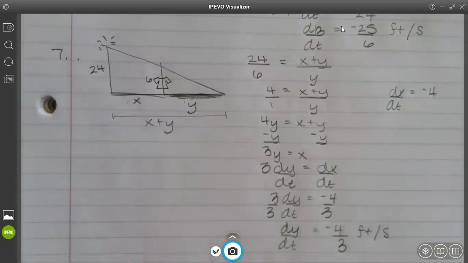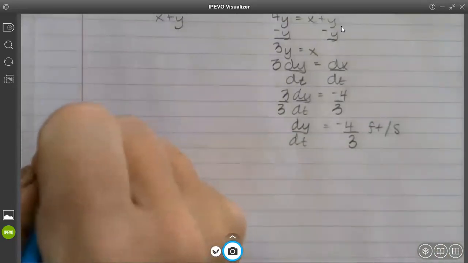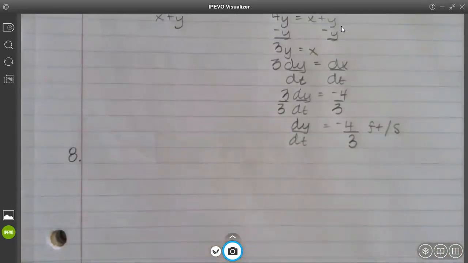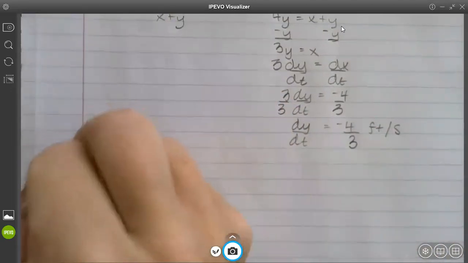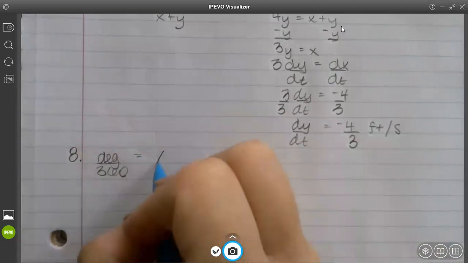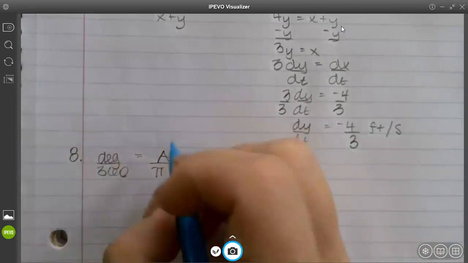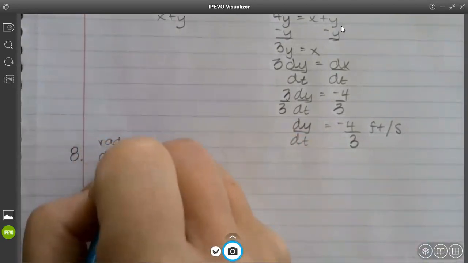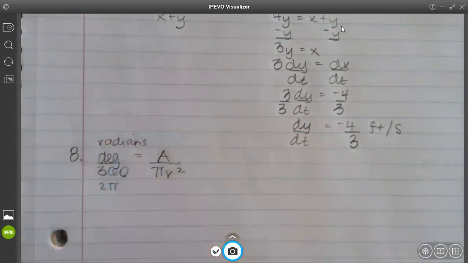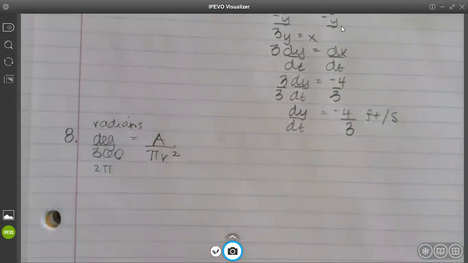Number 8. So again, a formula, area of the sector, that you may not have seen in a while. It is from math 3, the formula for area of the sector. It is degree over 360. This is the one from math 3. And it's part of the area of the circle, so pi r squared. We could also do radians and 2 pi right here. Does everybody understand that? You okay with that? Why 2 pi? That's 360, right? Okay.